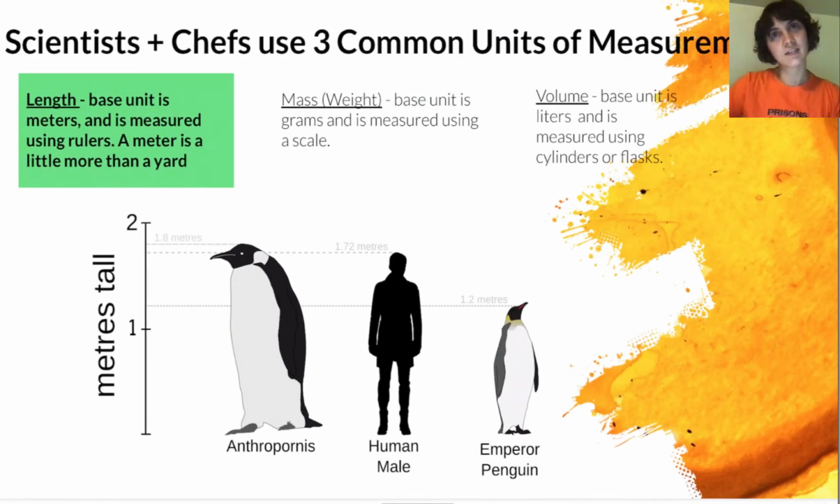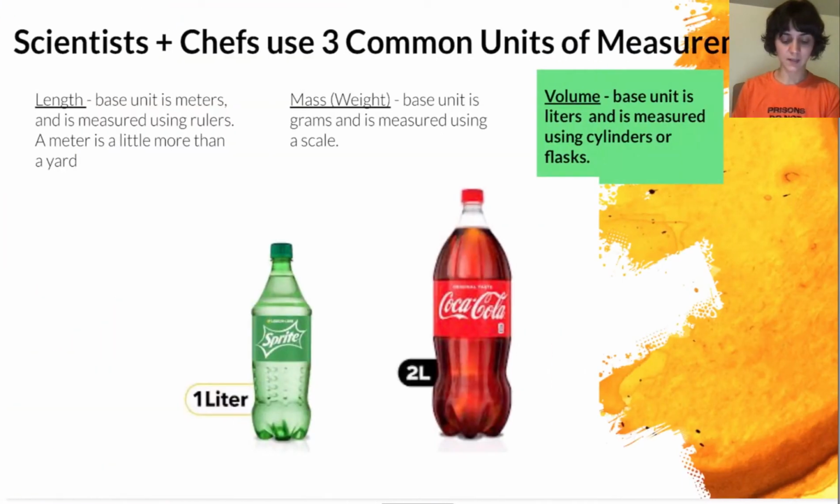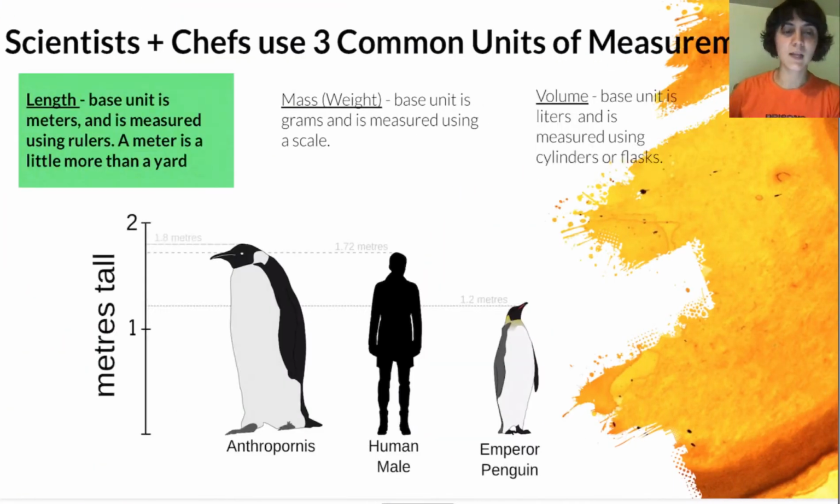So this lesson is done in conjunction with the culinary class. So I'm teaching specifically about math that can be used in culinary. So I bring up that both scientists and chefs use 3 common units of measurement. And so we're going to be looking at length, mass, and volume. But first, length. And the base unit that is used in the metric system is meters. So instead of feet or miles, we're going to get used to talking about meters.